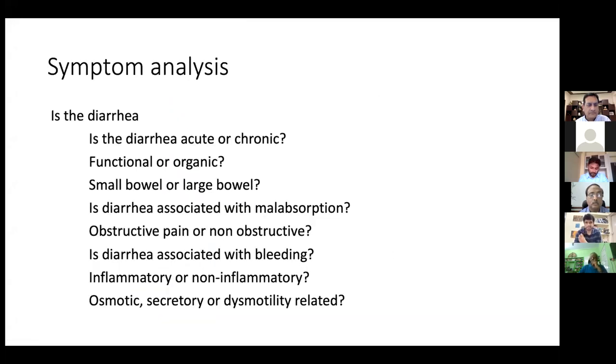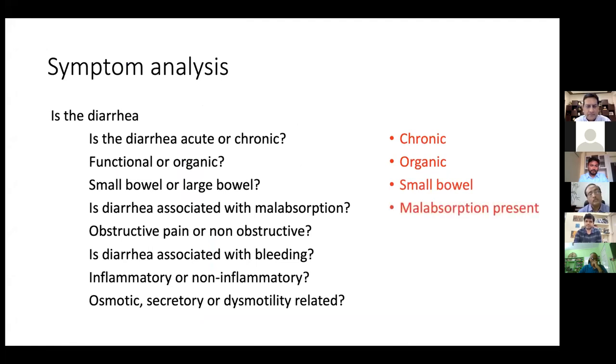So coming back to our symptom analysis, we have a diarrhea of 4-year duration, so this is definitely chronic. We have established that it's an organic diarrhea. We have also established that there is small bowel involvement with probably some proximal colonic involvement. There is definite malabsorption. We haven't come across any features of obstruction, so the diarrhea appears to be non-obstructive, even though the pain is present. There is no bleeding that the patient complains of. Based on our clinical symptoms alone, we cannot establish any features of inflammatory diarrhea, although Ramakrishna sir said that pain might be a feature of inflammatory diarrhea. So overall, I would still like to commit to a non-inflammatory diarrhea at present.